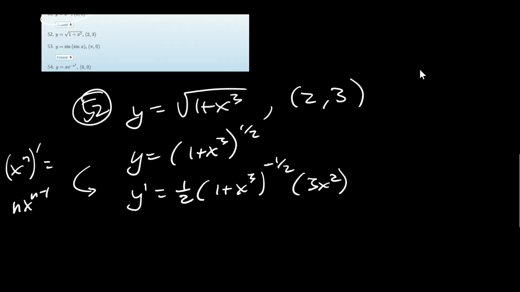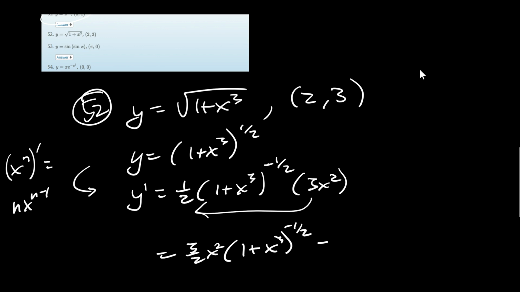So it's the derivative of the outside, times the derivative of the inside. The whole thing is the outside, but you're plugging in the interior, and then you take the derivative of the inside. So out and then in. Now let's simplify this. We pull this 3x squared over to the 1/2, and we get 3/2 x squared times 1 plus x cubed to the negative 1/2 power. Now I'm going to pull that down, and so it's 3x squared over 2 times the square root of 1 plus x cubed.